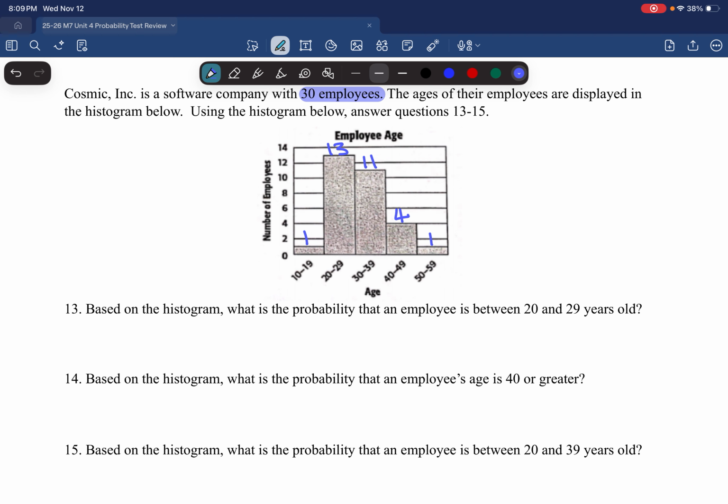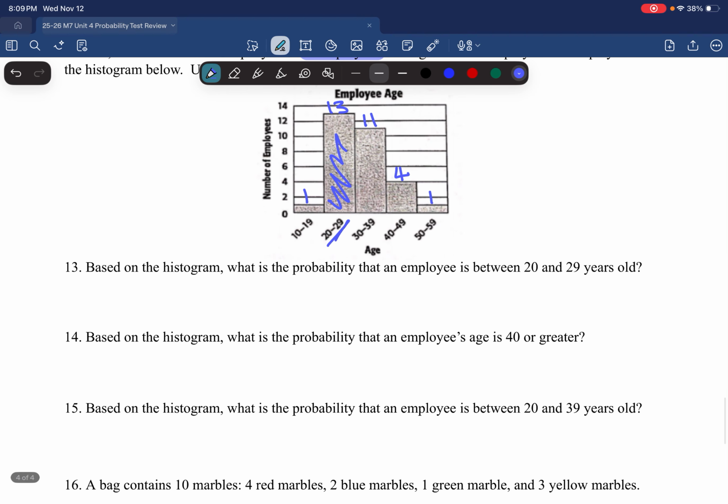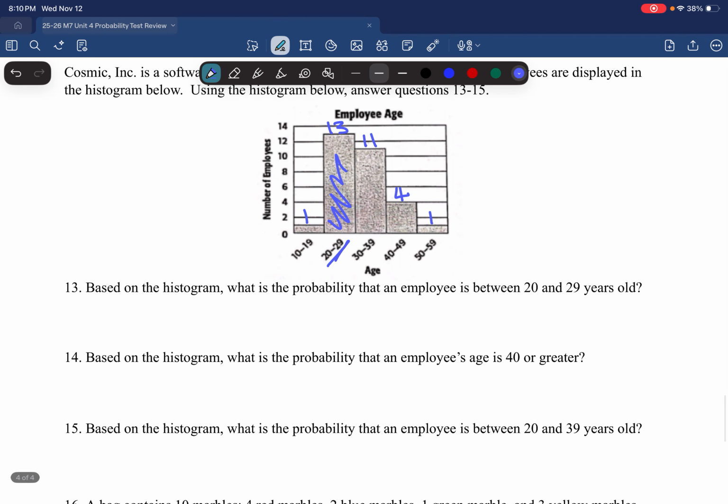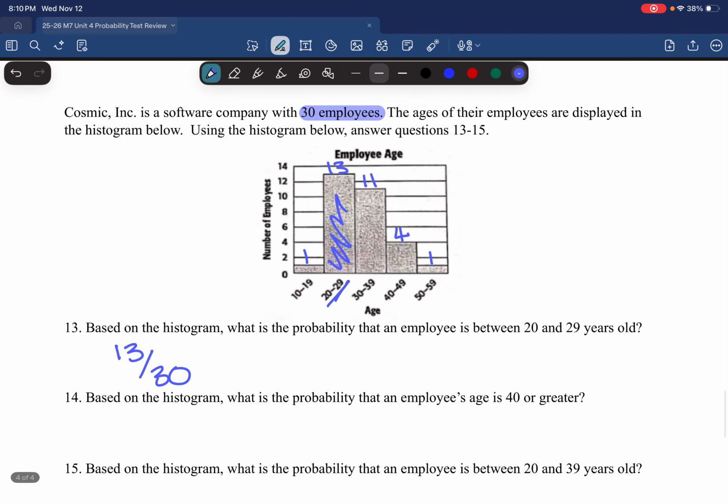All right. 13. Based on the histogram, what is the probability that an employee is between 20 and 29? Right, so we're looking at this section right here, right? So that's 13 out of how many employees? 30. So 13 out of 30.